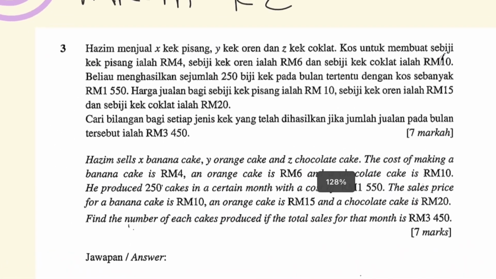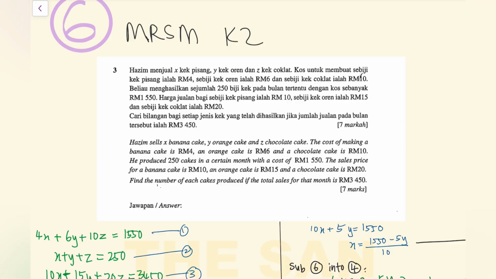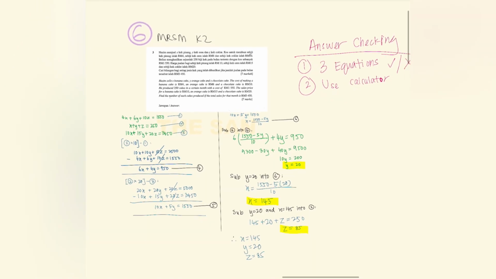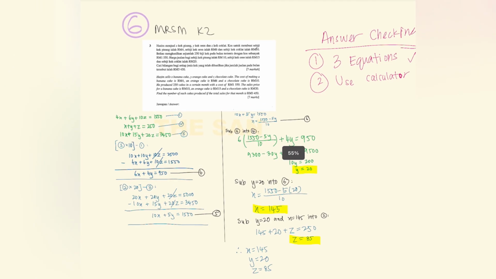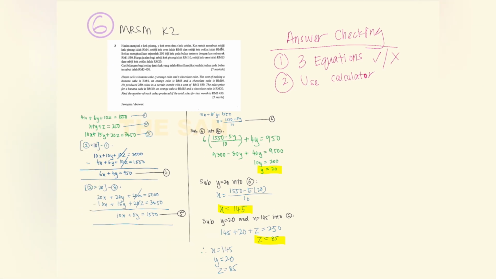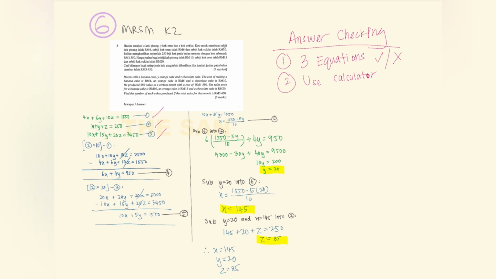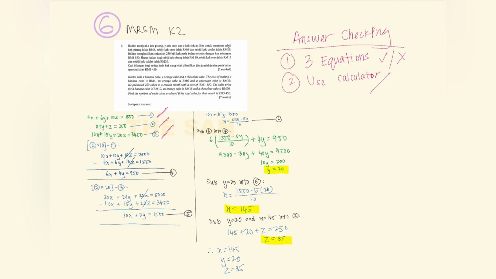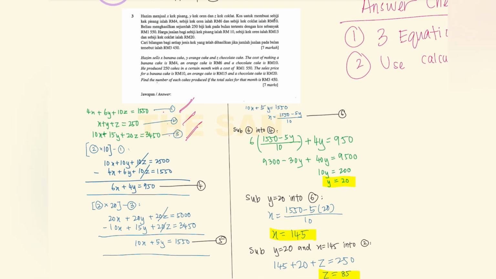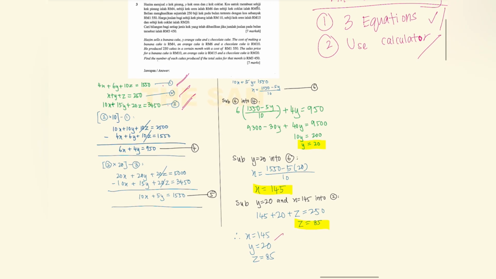So the last question is here. This question is actually asking for simultaneous equation. So it's super easy. I already show you my working here. I don't want to waste your time, so you may refer to my working here. The main thing I want to show you here is the answer checking method. The first thing you have to do is to check whether these three equations you formed are correct or not. After you confirm that you formed these equations correctly, then use your calculator to key in these equations. And then you would directly get these three answers.